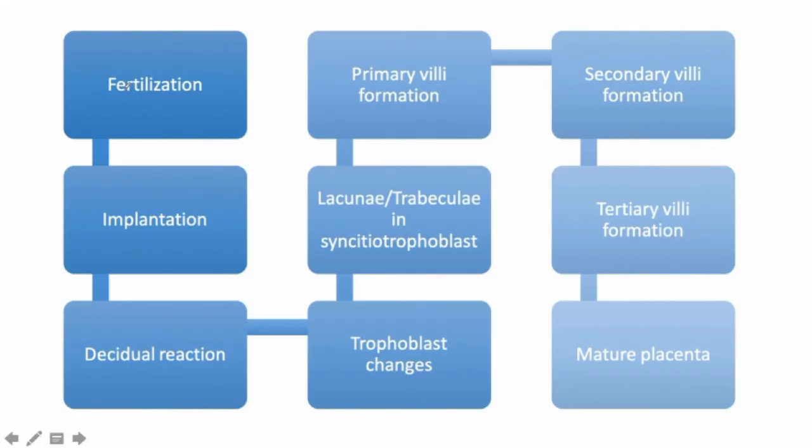We are discussing the formation of the placenta, and we are done with fertilization, implantation and the decidual reaction. Once the decidua is ready, the next step is formation of the chorion, and later the formation of the chorionic villi, which has primary, secondary and tertiary stages, and this finally transforms into the placental stage. So let us discuss all these steps now.